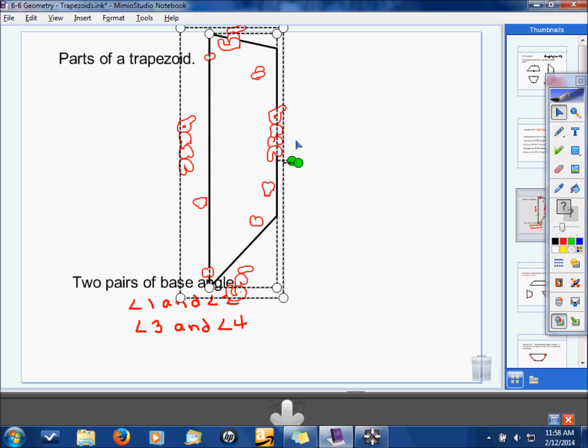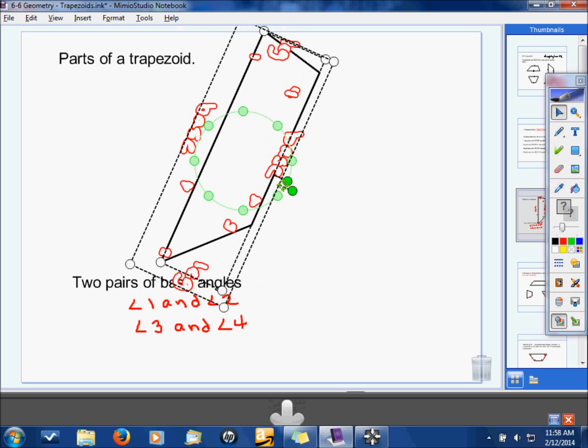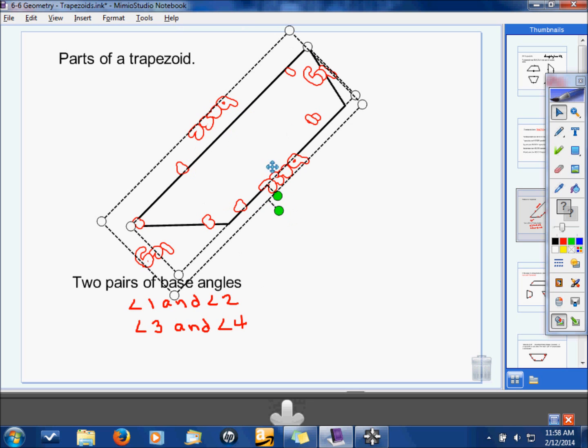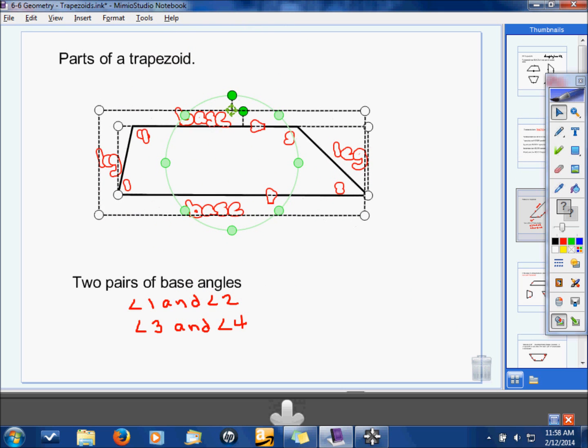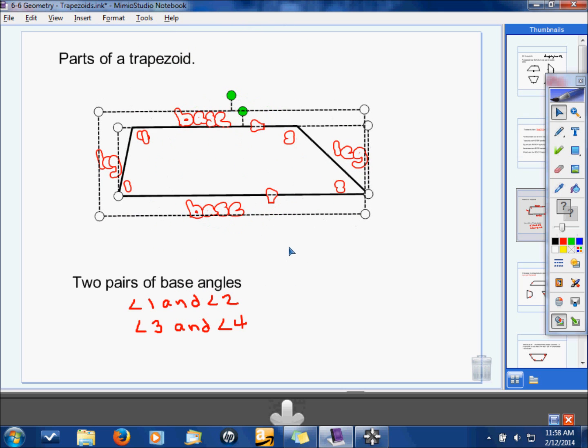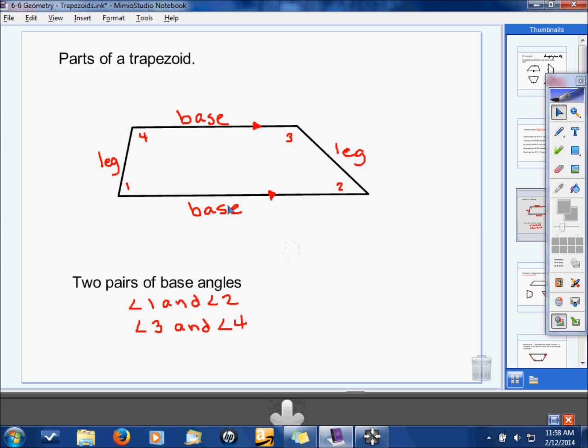The bases are just the parallel sides, no matter which way this thing is turned. Bases, legs. Base doesn't mean bottom, okay? Base just means that they're the two parallel sides. So the bases are the two parallel sides, and legs are the other two sides. Okay, we're getting this vocabulary down so that the other things that we say today are going to make some sense.